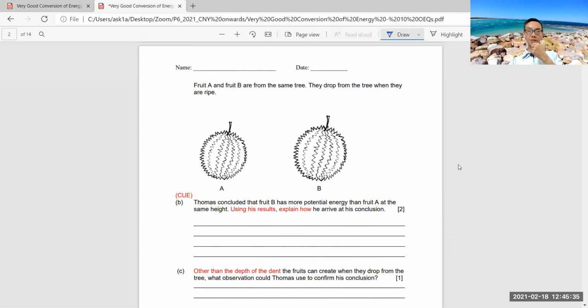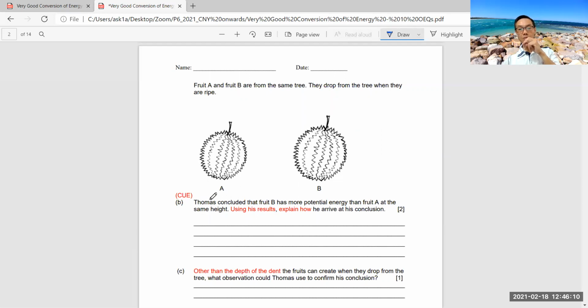Okay, let's look at this question here. This is an application question using the first part, and this is very typical of PSLE questions. They say fruit A and fruit B are from the same tree. Of course, it's a durian tree. They drop from the tree when they are ripe, because as you know, durians fall down due to the pull of gravity. There's one assumption we make here, that the bigger fruit B has a greater mass.